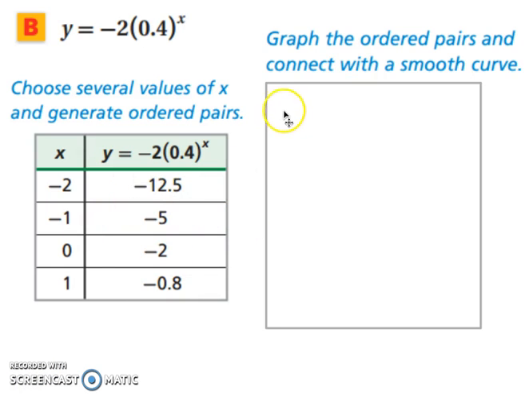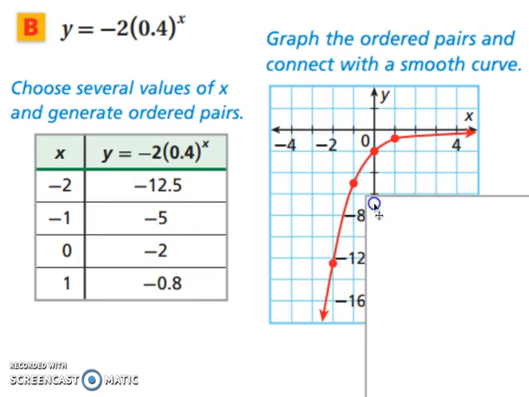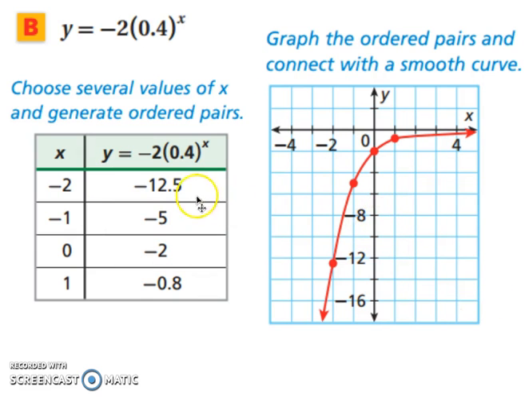Once you have your table of values, we plot our points. So, when we have a negative a value, we go down, whether it's down to the right or down to the left, but because we have a fraction, we go down towards the left.